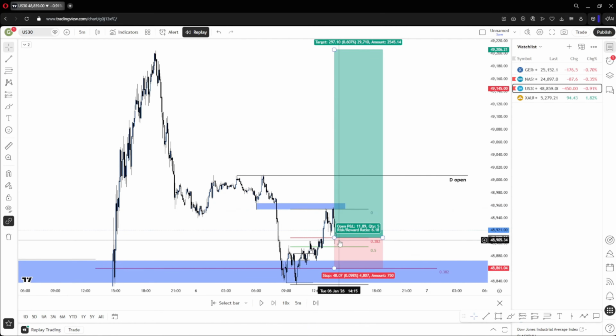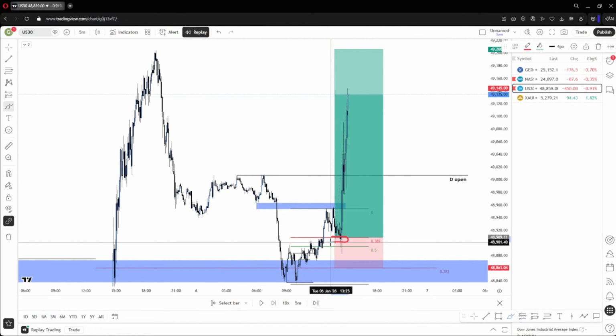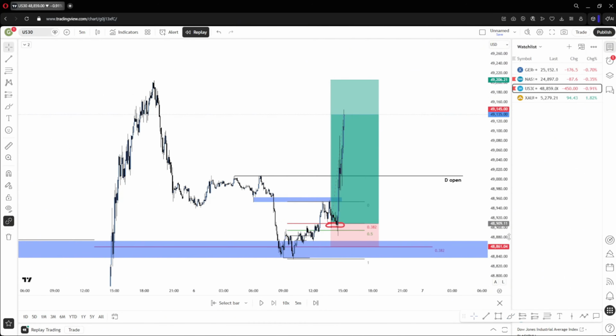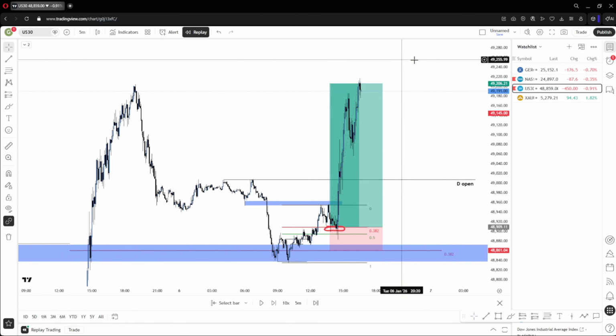Okay, we tap into this 3/8 level. Let's see if we can get some type of deeper pullback. Yeah, as you can see, beautiful rejection from this 3/8 level. And the price is moving up with momentum. And this is exactly what you want to see. And boom, TP got hit.